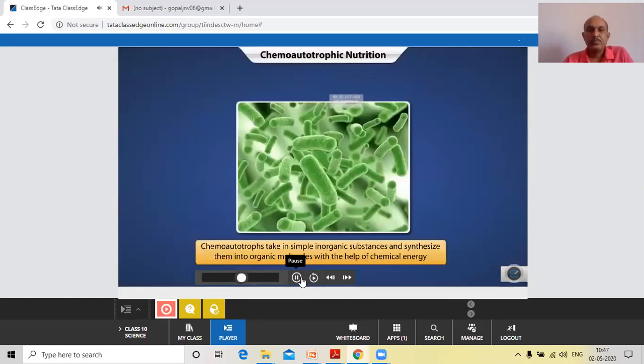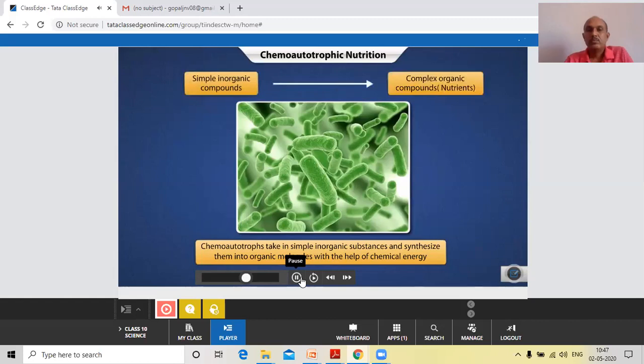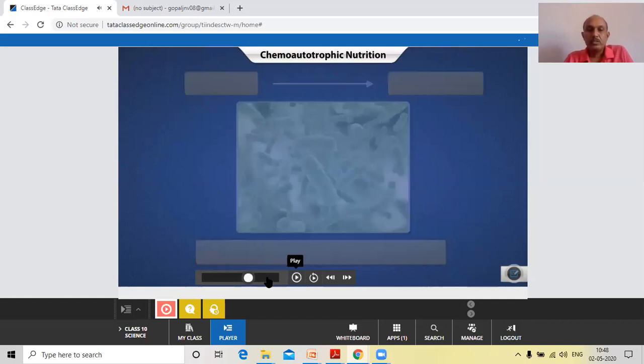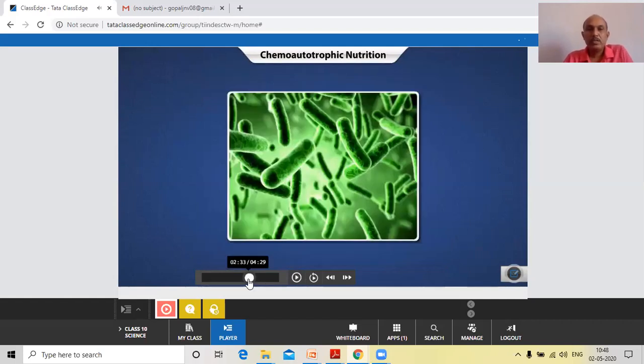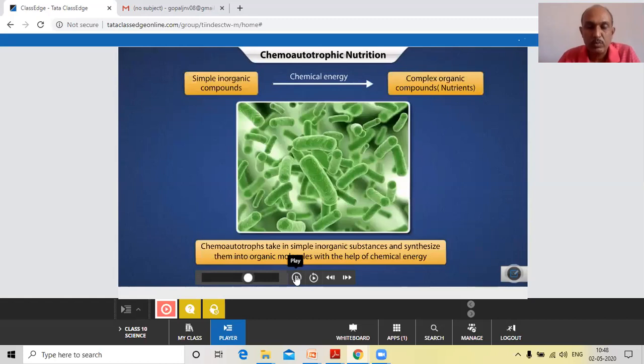Chemoautotrophic nutrition is for you extra, okay? Another mode of nutrition that supplies energy to the organisms. In this mode of nutrition, the organisms take in simple inorganic substances and synthesize them into organic molecules. The energy required for this process is chemical energy. So here, instead of sunlight, they will use chemical energy, okay? So they use chemicals. What are those chemicals?